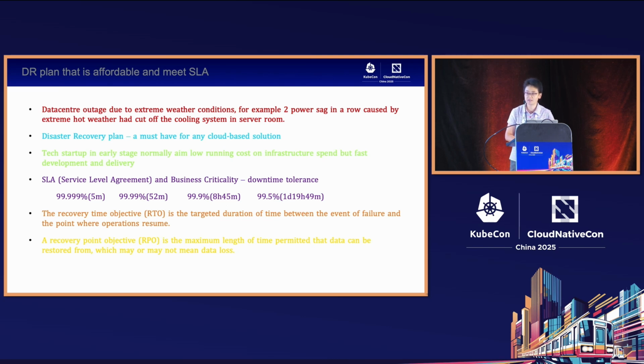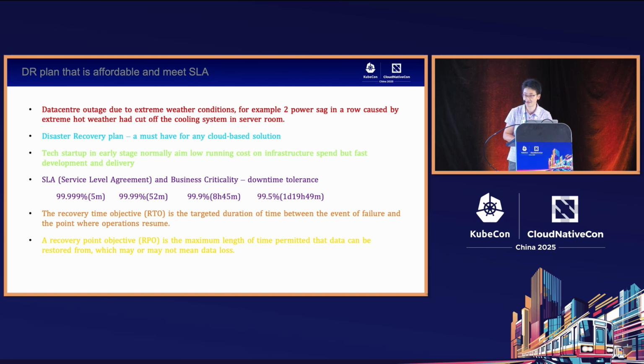Early-stage tech startups aiming for fast development and delivery while keeping infrastructure costs low must find an efficient way to balance affordability and reliability. My talk today on our successful DR plan and cost-efficient implementation using infrastructure and configuration as code, pipeline as code, and managed Kubernetes service will enlighten tech startups on how to meet the agreed SLA while at the same time also achieving low running cost.